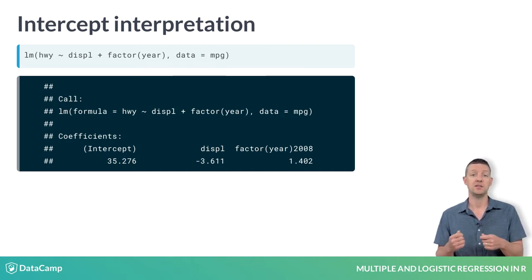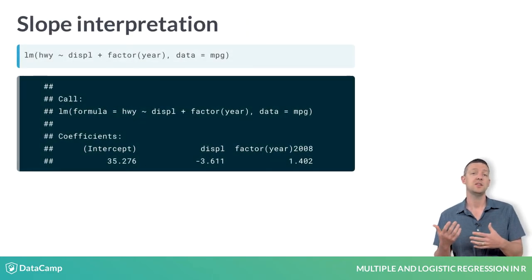Here, R is telling us that cars manufactured in 2008 get about 1.4 miles per gallon better gas mileage than those manufactured in 1999 after controlling for engine size. This is our key finding, and I'll return to this in just a minute. How did we control for engine size?